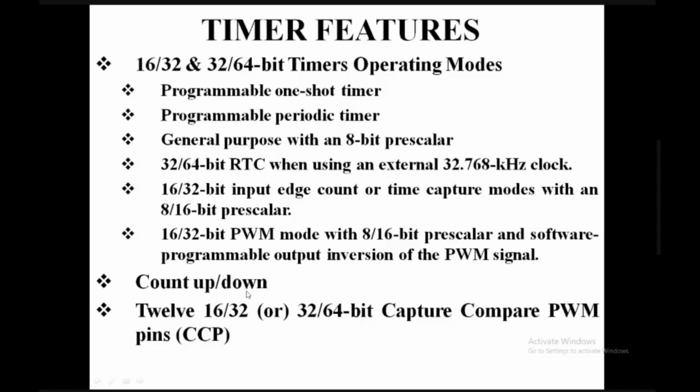And it can count up or down. So this is another interesting feature, right? With respect to 8051, the counter always counts from 0 to the maximum only and it overflows. Here, it is possible for us to configure the timer to count upwards as well as downwards. That is another beautiful feature available in Tiva. And 12, 16 or 32, or 32 or 64 capture compare PWM pins are available. That is what it is given clearly.